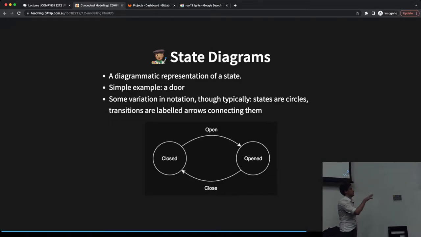So state diagrams are a particular type of model. The reason that state diagrams are chosen for 1531 is because you don't really deal with state in 1511. You do, I guess, a little bit in 1521.